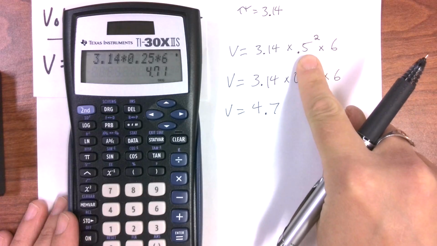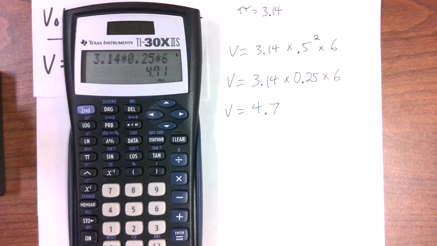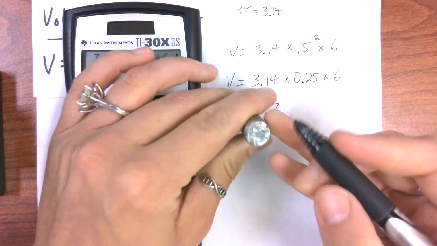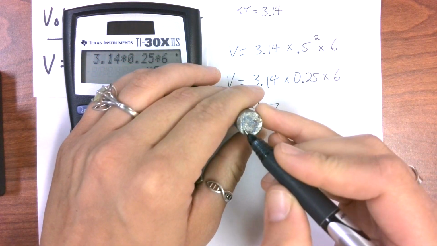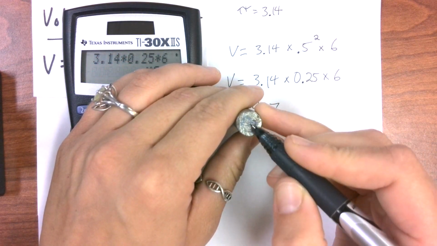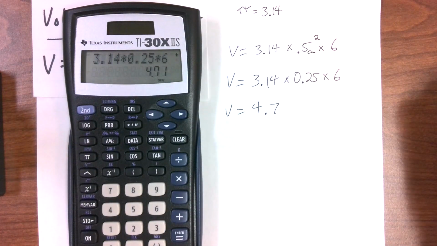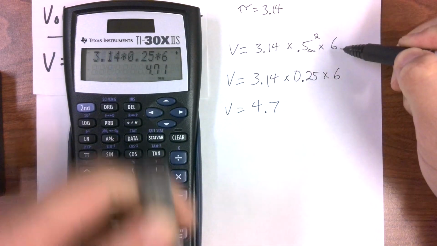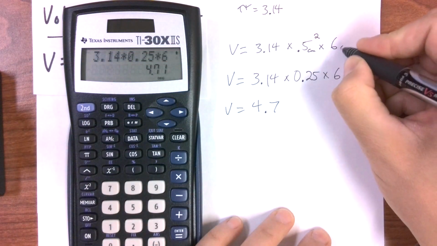So really, this was 1/2 centimeter. So remember where we got this measurement from: we measured all the way across the cylinder, and then we looked at just half the measurement. So we said it was 1 centimeter all the way across, so 1/2 centimeter there. So this is really 0.5 centimeters. And then this 6 was the height of the cylinder, which was 6 centimeters.